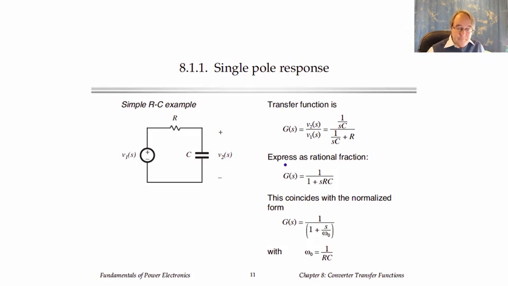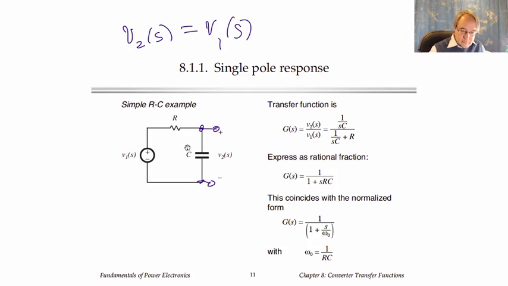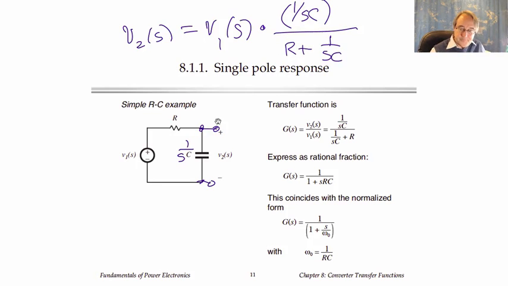Okay, let's do an example. Here's a simple RC low-pass filter circuit. So our output voltage, V2 of s, is equal to the input, V1 of s, multiplied by the circuit transfer function. And the transfer function of this circuit is a voltage divider, equal to the impedance of the capacitor, which is 1 over sC, divided by the sum of the impedances, R plus 1 over sC. Okay, so that's what we have here.